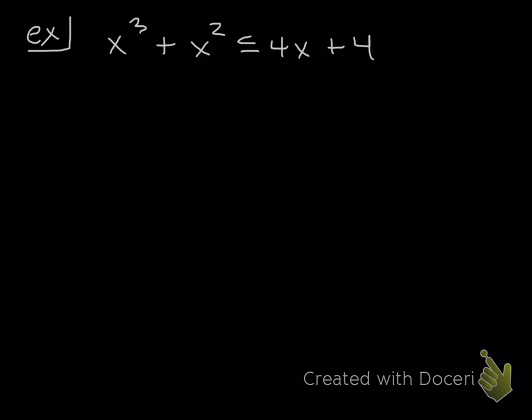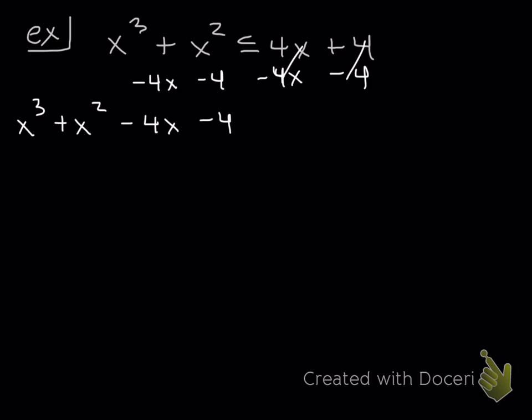So what's going to be consistent in every problem is the number line part. The way we obtain the answers is different for every single problem. So again, I need to get this equal to 0. So I'm going to subtract the 4x over and the 4 to both sides. So I get x cubed plus x squared minus 4x minus 4 is less than or equal to 0.